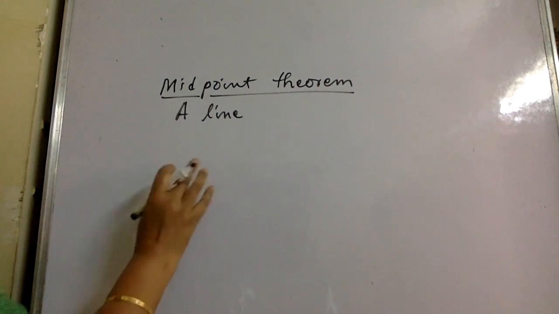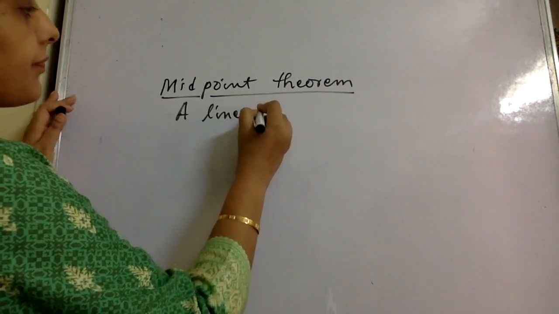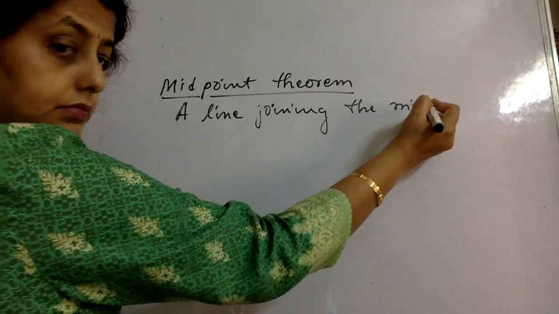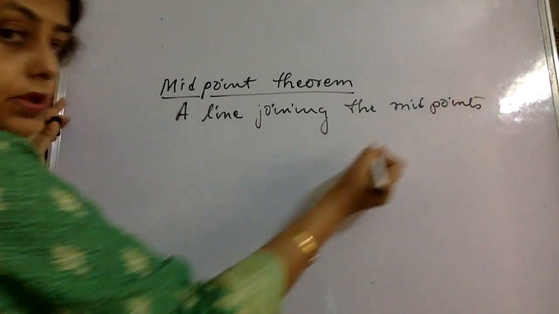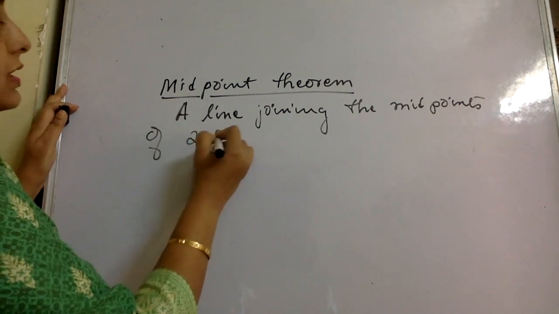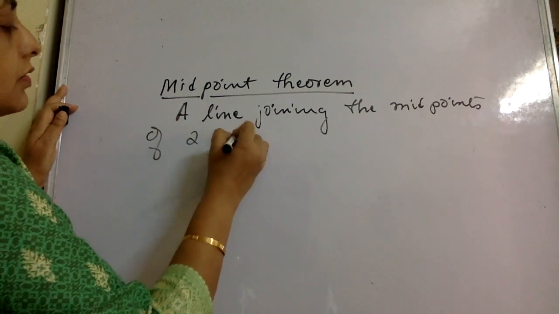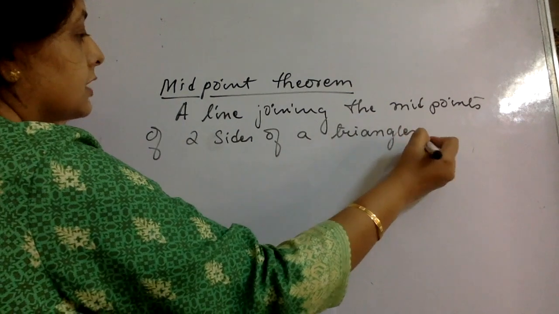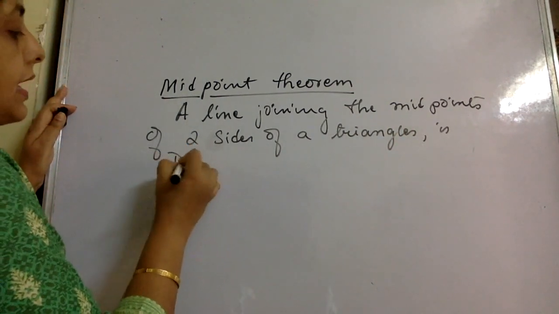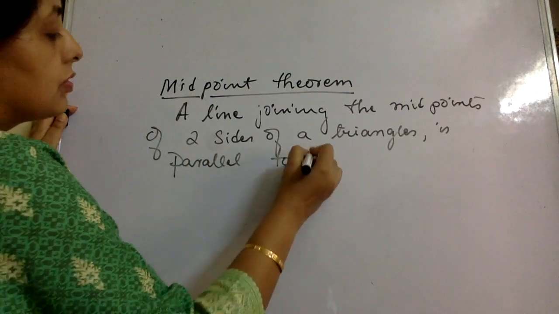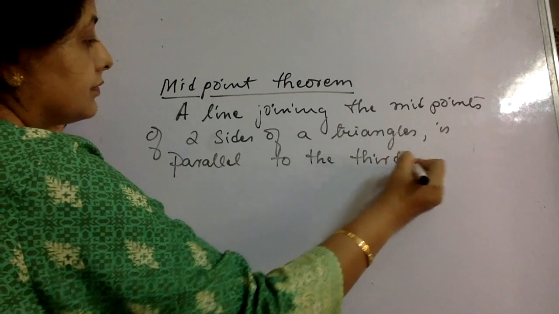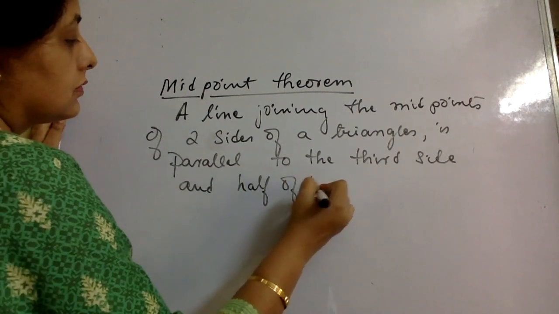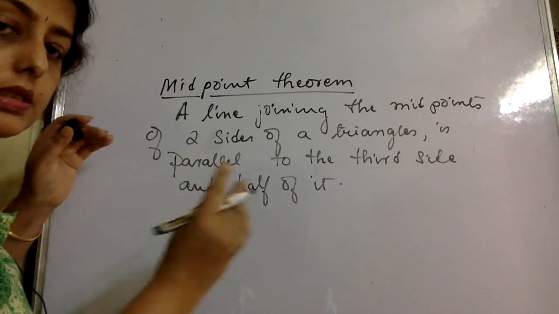This is the midpoint theorem. It says the line joining the midpoints of two sides of a triangle is parallel to the third side and half of it. Okay, so this is the statement of the midpoint theorem.